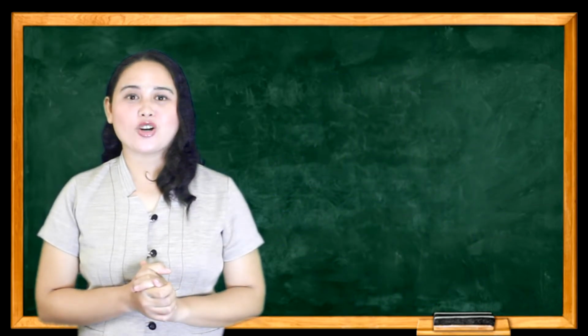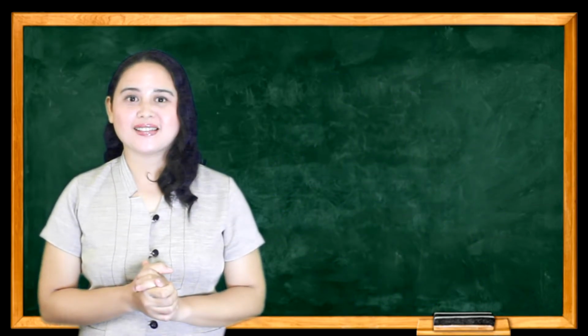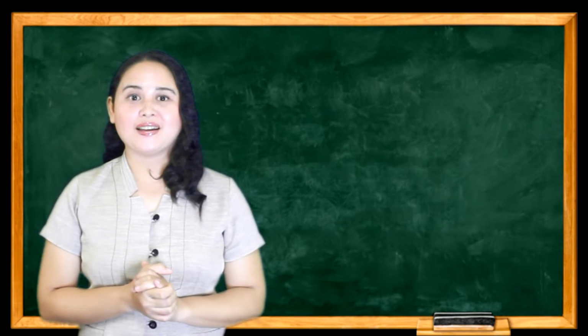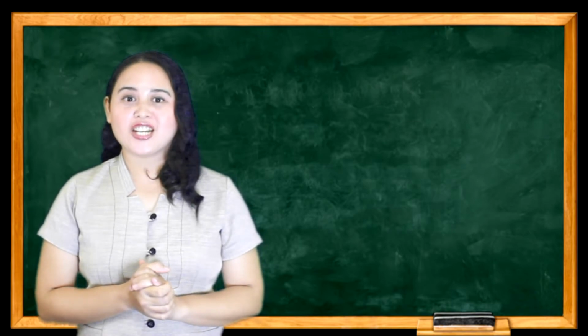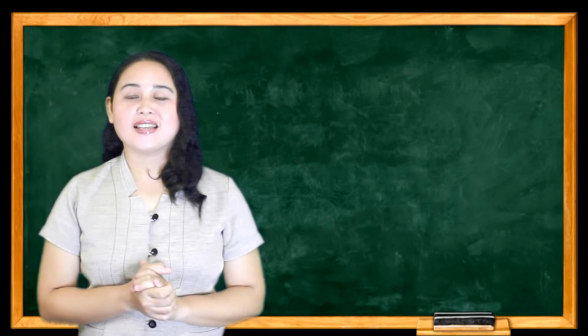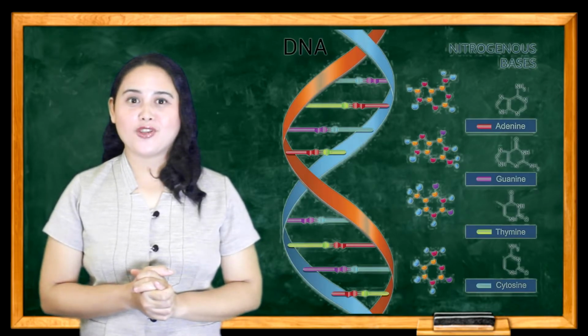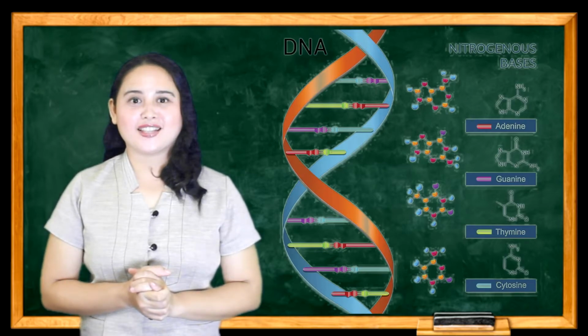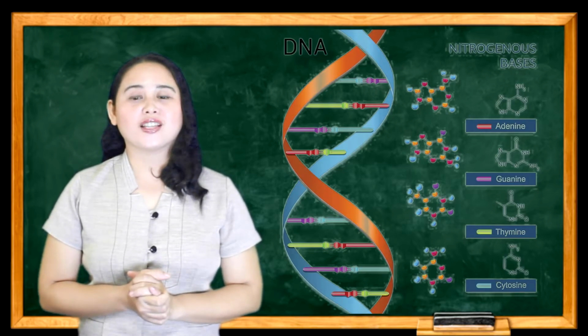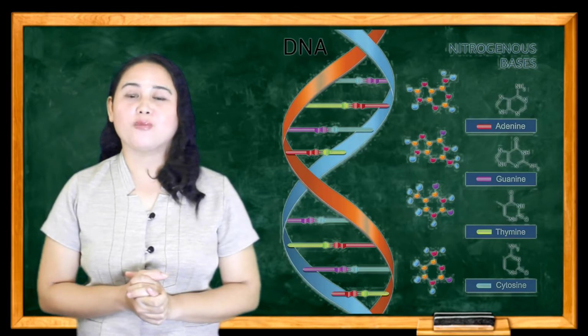Nucleic acids are composed of nucleotides: adenine A, thymine T, guanine G, cytosine C, and uracil U. DNA or deoxyribonucleic acid contains the genetic instructions for the development and functioning of organisms.